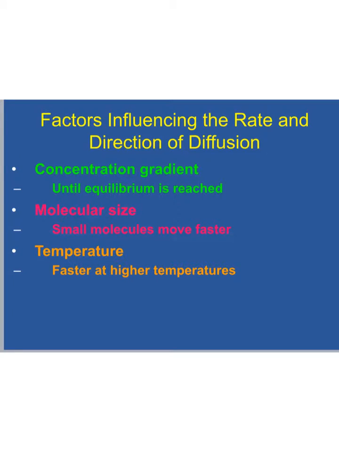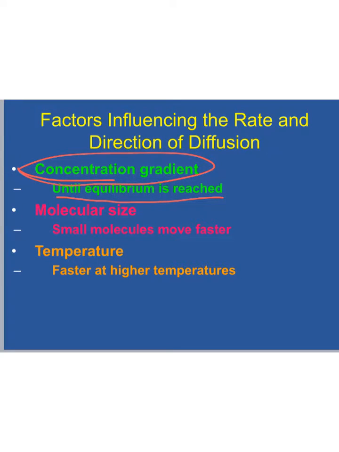All right, so there are three factors that influence the rate of diffusion. One we just talked about is the concentration gradient. The greater the gradient, the more difference we have in the number of molecules from one area to the next, the faster the rate of diffusion is going to be. And again, that's going to occur until we reach equilibrium.